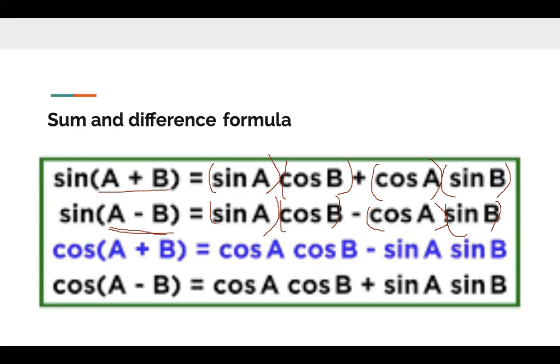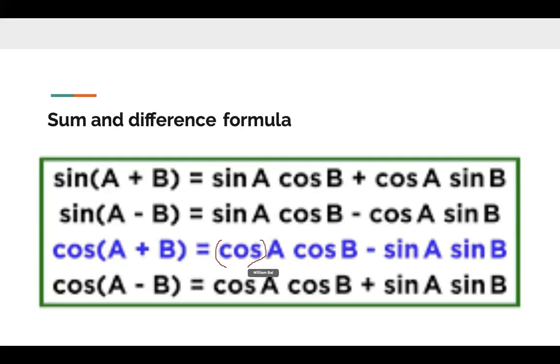Cosine is slightly different. So we look at cosine of a plus b, which is equal to cosine of a multiplied by cosine of b, minus sine of a multiplied by sine of b. And cosine of a minus b is cosine of a times cosine of b plus sine of a times sine of b. So don't know why one of them is blue, but these have a pattern as well.